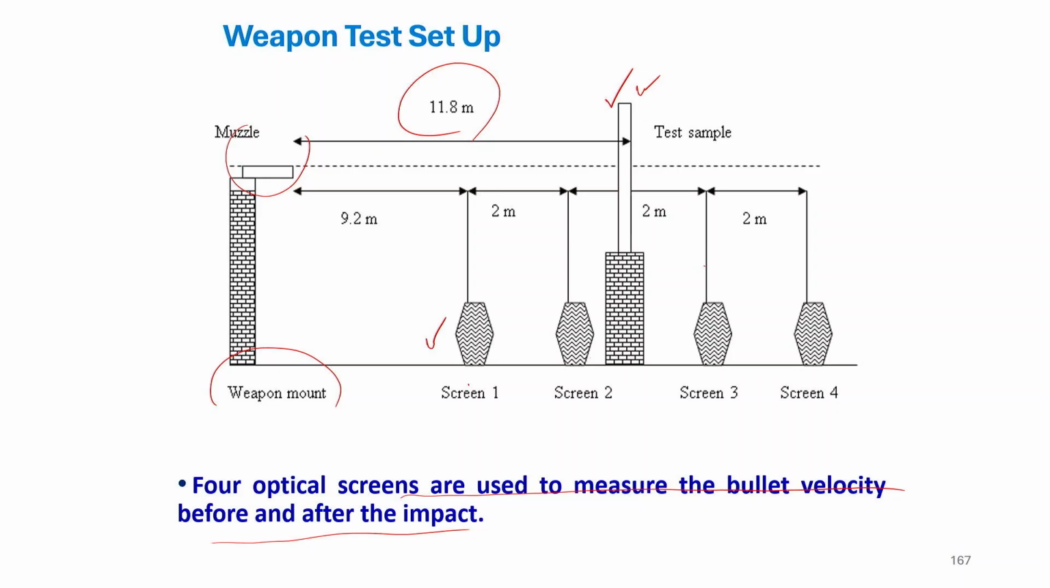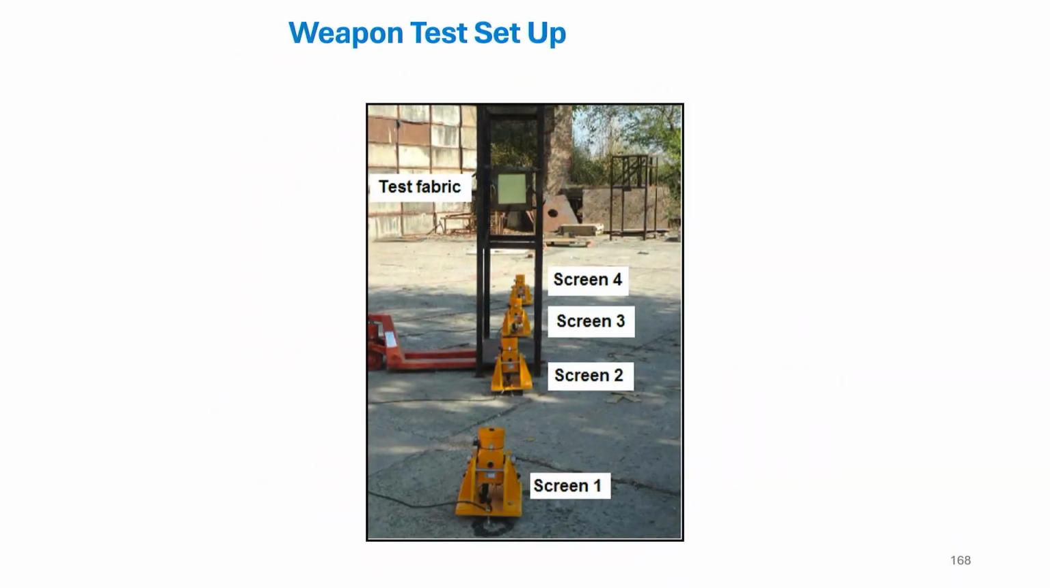But in the weapon test, the requirement is that the bullet should penetrate through the test specimen, so that we can measure the energy absorption. Here the different screens are there, which will measure the speed of the bullet.